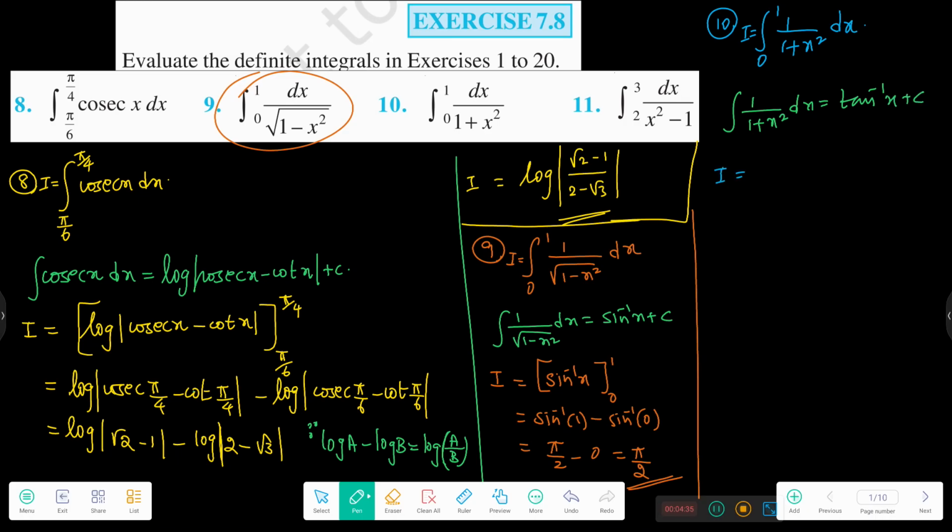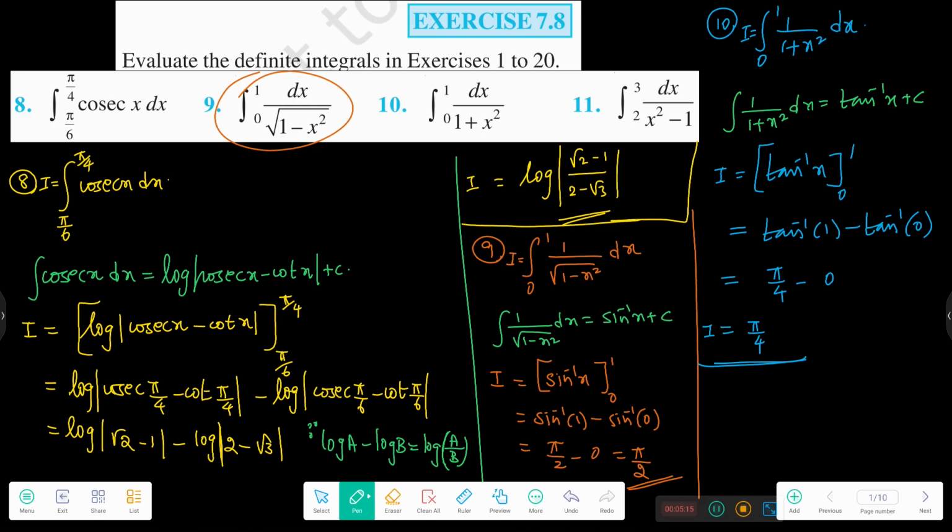But when we have limits, a definite integral, you should not use c. So tan inverse x from 0 to 1, you should not put c here. The upper limit is 1, so tan inverse 1 minus tan inverse 0. Tan inverse 1 means for what angle will tan be 1, which means pi by 4, minus 0. So pi by 4 is our required answer for question number 10.